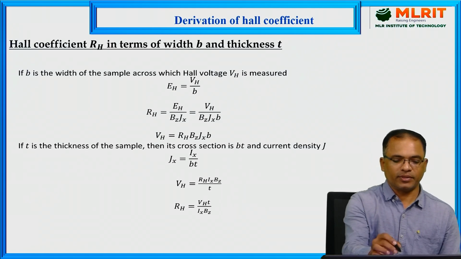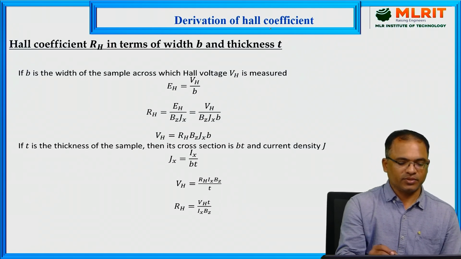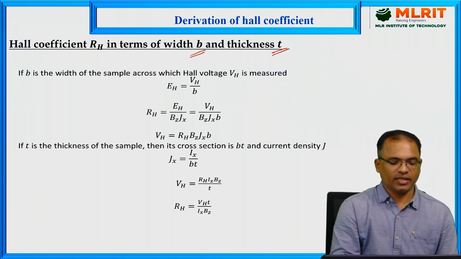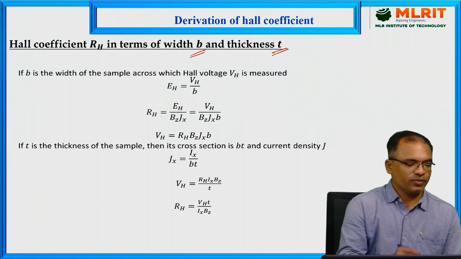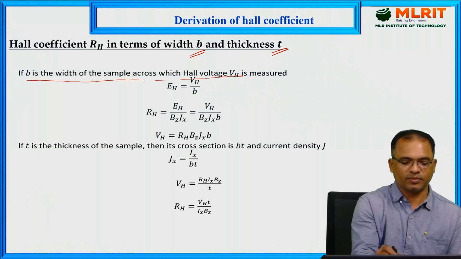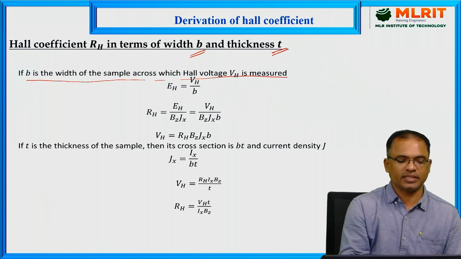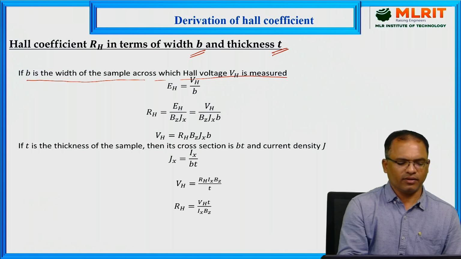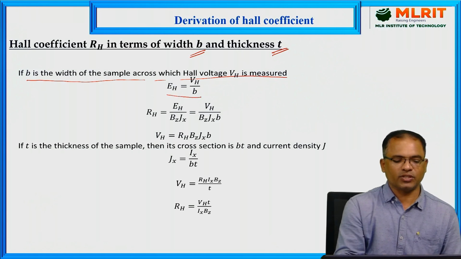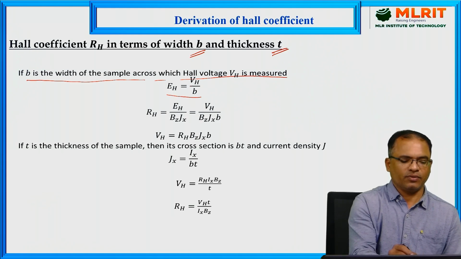Now we are going to derive the expression for Hall coefficient in terms of width of the sample as well as thickness of the sample. So, let us consider that b is the width of the sample across which Hall voltage is measured. If that is the case, electric field along this is taken as EH equal to VH by b. Electric field EH equal to VH by b.